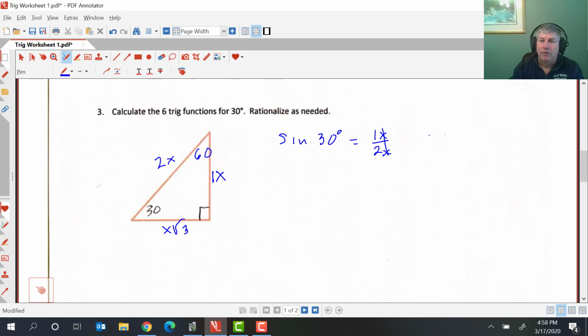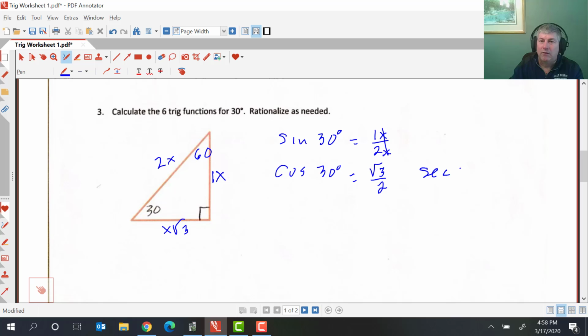So our reciprocal functions, we can do those. I'll do the cosine of 30 as well. So the cosine of 30 is the square root of 3x, because it's adjacent over hypotenuse. So square root of 3 over 2, remember your x's cancel. So that would be the cosine of 30.